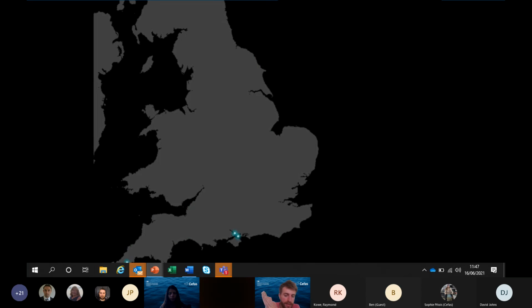Next up, and lastly, I've just got another animation for you. So I'll briefly talk about what this is. This is a map of the UK, obviously, and any blue dots you see flashing up around the map are where we've detected species of interest below a certain level.